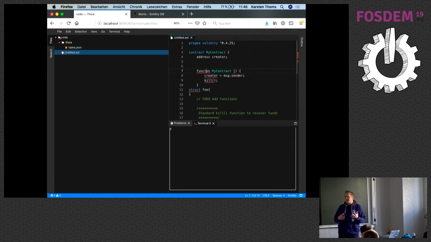Basically, what it does is you describe, this is my file extension, and whenever you open a file with that extension, start the language server and communicate with that. So this is the integration work. But the language server is just written once.